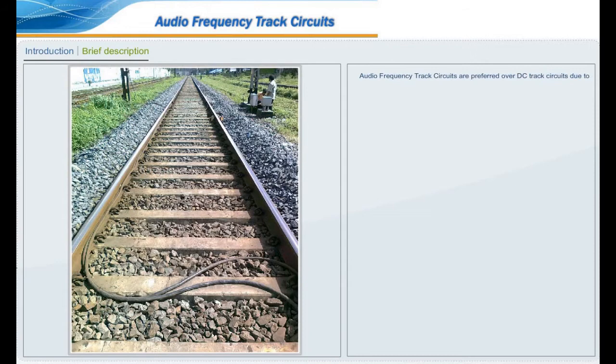Audio frequency track circuits are preferred over DC track circuits due to being jointless, adaptability in RE and non-RE areas, and both rails being available for traction return current in RE area.